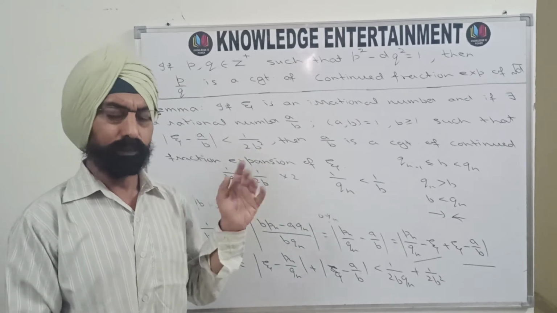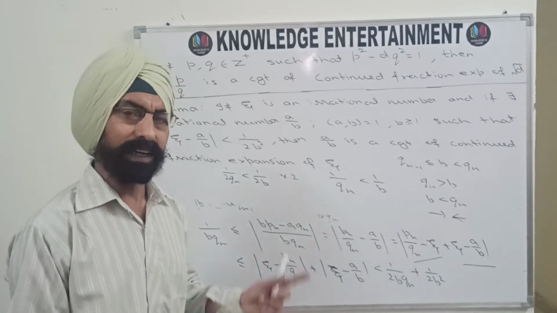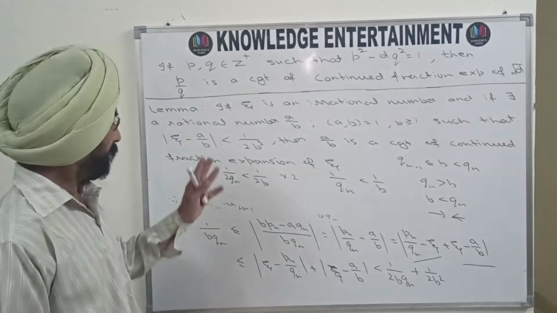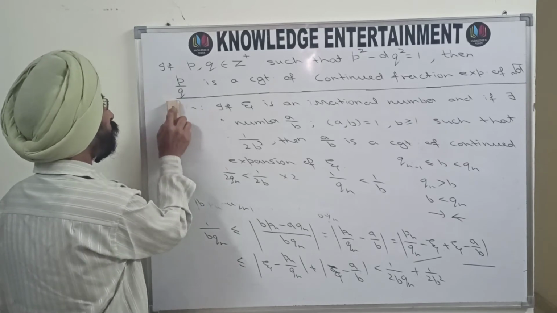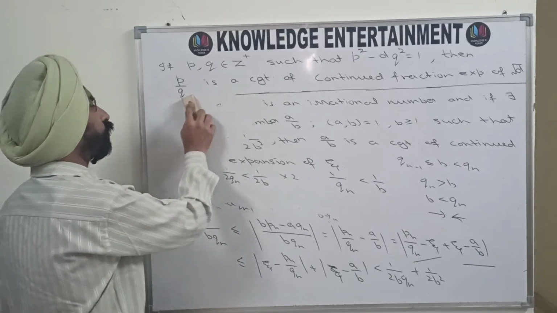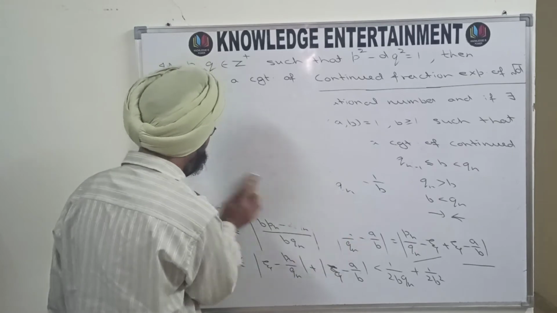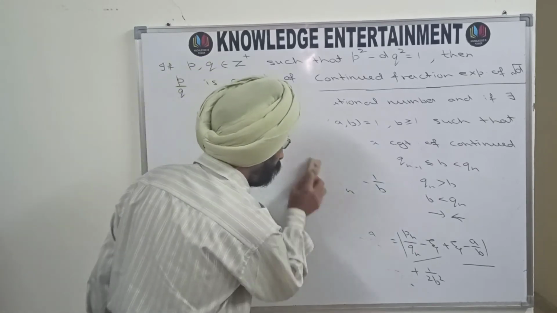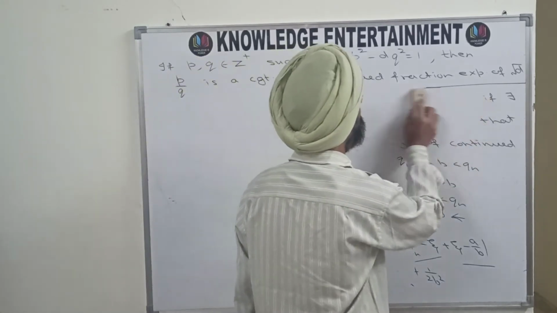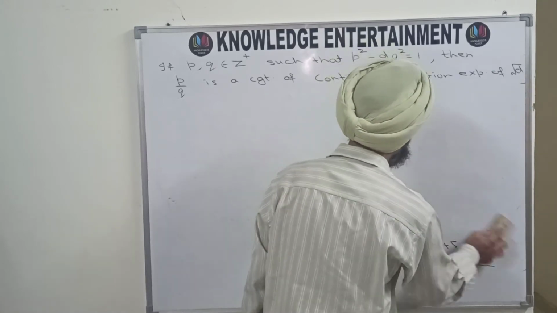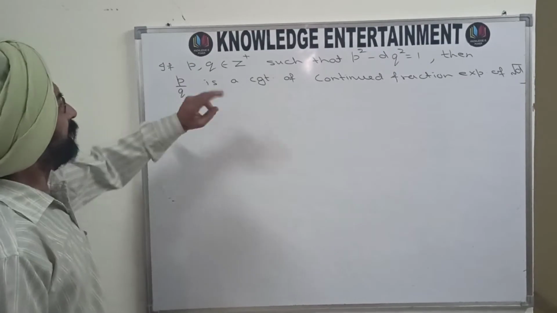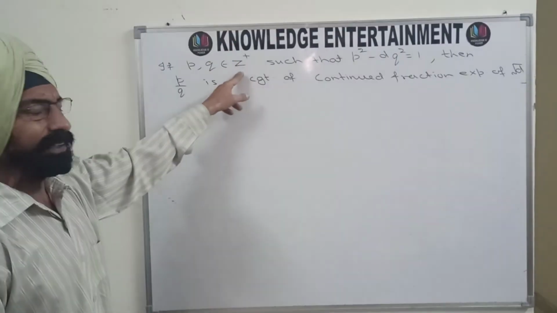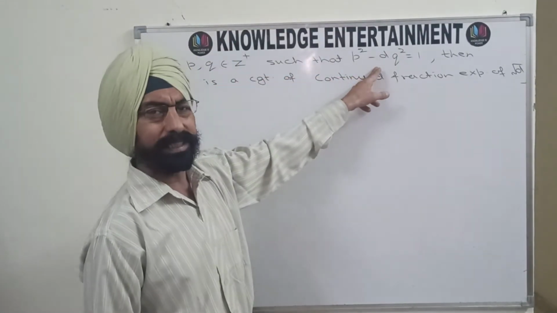So that means a upon b must be a continued fraction expansion of this xi, the irrational number. Now we will move on to the proof of the main theorem. This was the proof of the lemma, and now we are moving on to the proof of the main theorem. For the main theorem, we are given that p and q are positive integers such that p squared minus d q squared is 1.